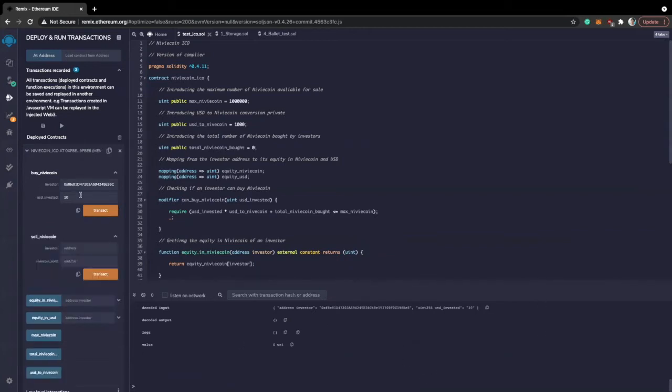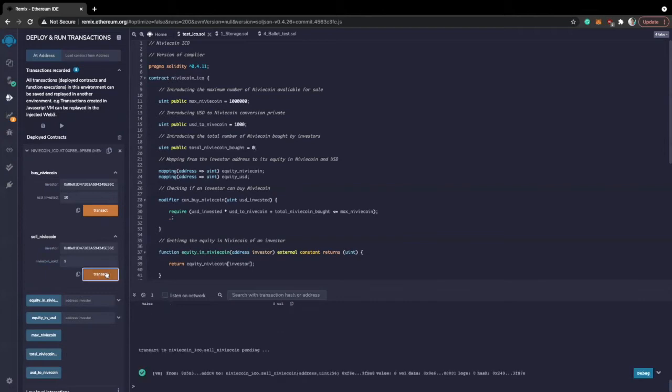Now let's look at how we can sell. It's basically similar to purchasing, but instead you're just putting in the number of Niviecoin you want to actually sell. In this case, we're selling 1 Niviecoin. And when we click transact, we have access to the block, which we can see on the blockchain.